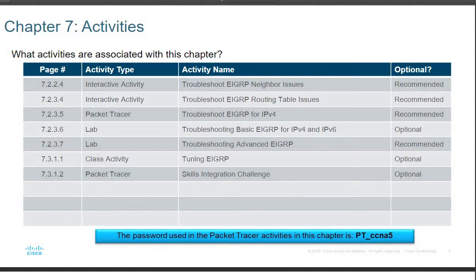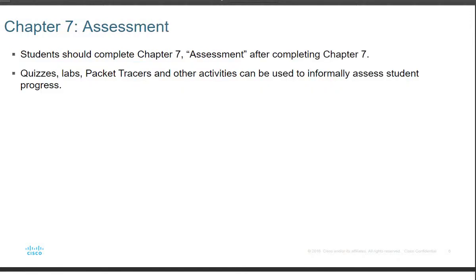7.2.3.5 Packet Tracer, Troubleshoot EIGRP for IPv4, recommended. 7.2.3.6 Lab, Troubleshooting Basic EIGRP for IPv4 and IPv6, optional. 7.2.3.7 Lab, Troubleshooting Advanced EIGRP, recommended. 7.3.1.1 Class Activity, Tuning EIGRP, optional. 7.3.1.2 Packet Tracer Skills Integration Challenge, optional.